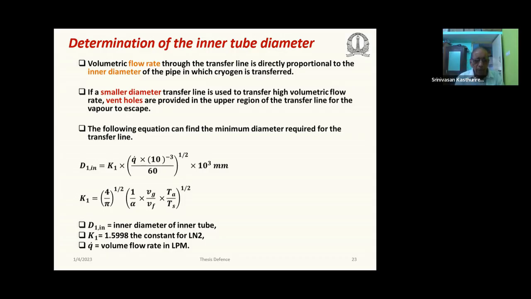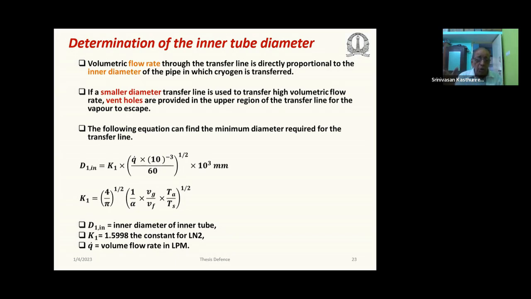If you use a smaller diameter transfer line, there are occasions where the smaller diameter pipeline will have a lot of vapor generation because of the initial cool down, because of the heat leak, because the line has to be cooled. That vapor which is generating will push back the liquid in the opposite direction, and therefore the liquid flow will be obstructed by this vapor generation.